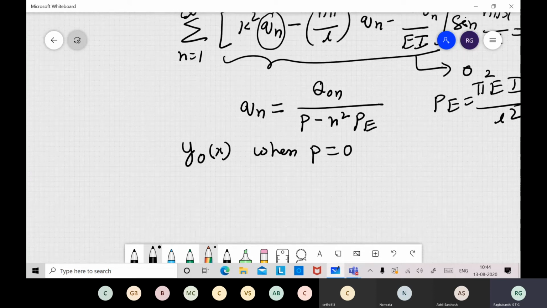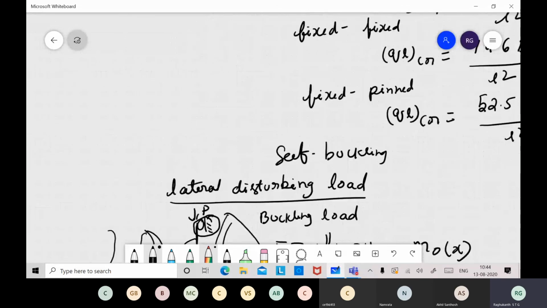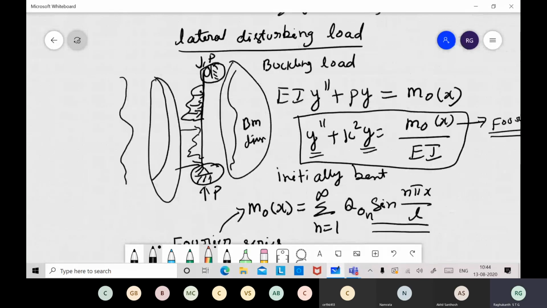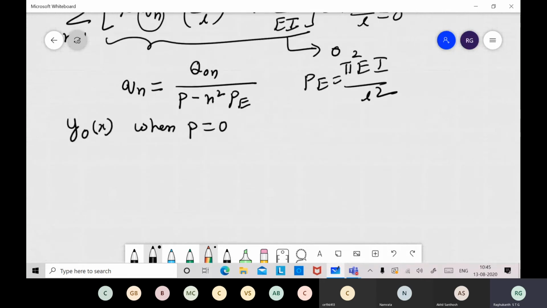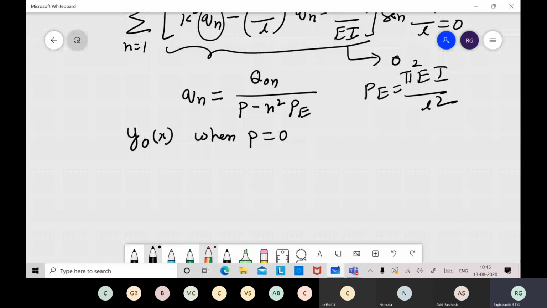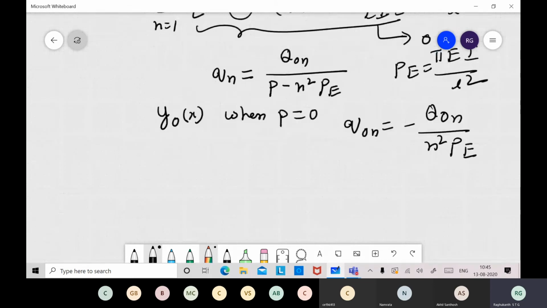Before the axial load is acting, because of this lateral load, if you take P as 0 here, your column is already bent, because of the deflection which comes from your lateral load. If you denote that as some y naught of x, when P is equal to 0, you can write this q naught of n as minus Q naught n by n square PE. From this expression itself you will get it.